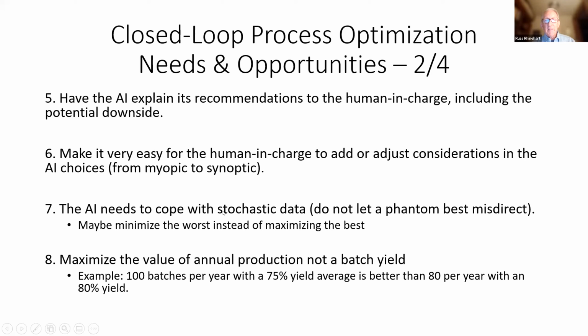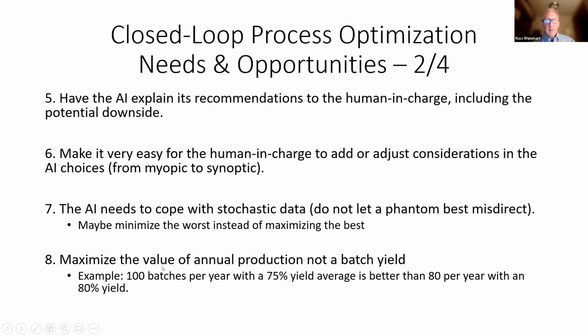Artificial intelligence needs to cope with stochastic data. Processes are not deterministic. They're noisy, subject to disturbances, and we might have a phantom best that could misdirect the optimization. So maybe minimizing the worst instead of maximizing the best.